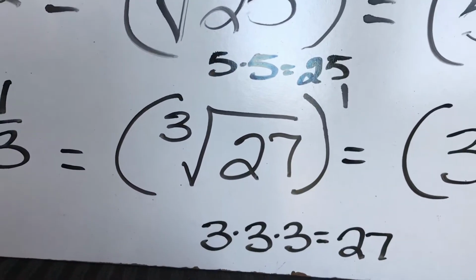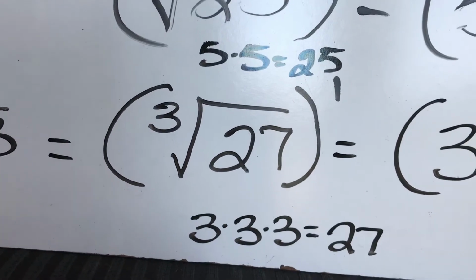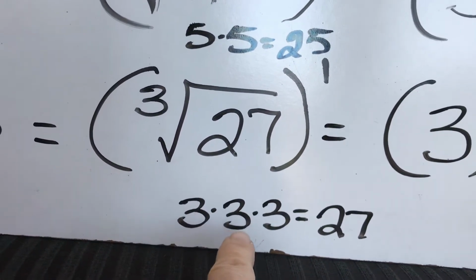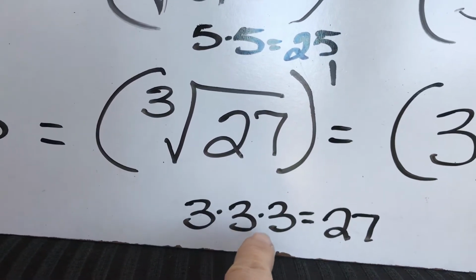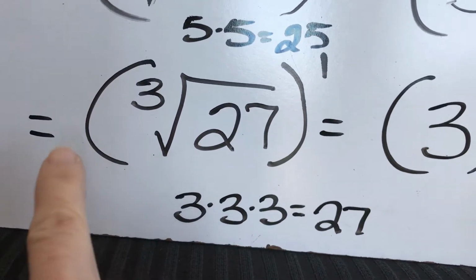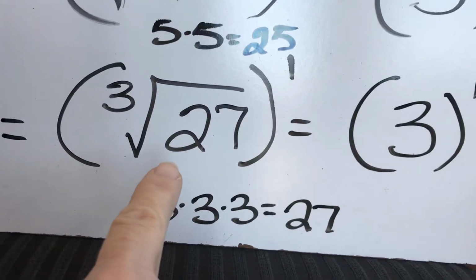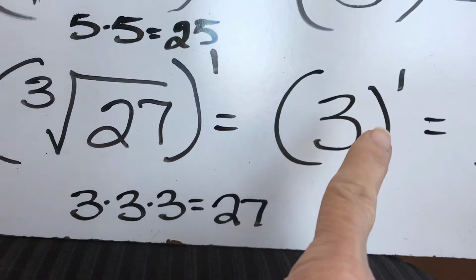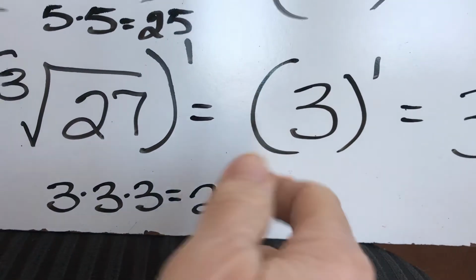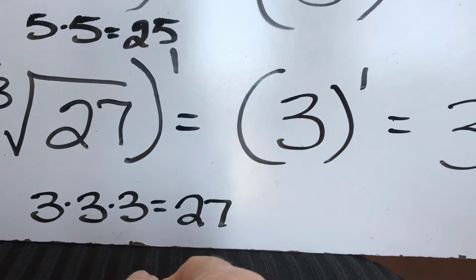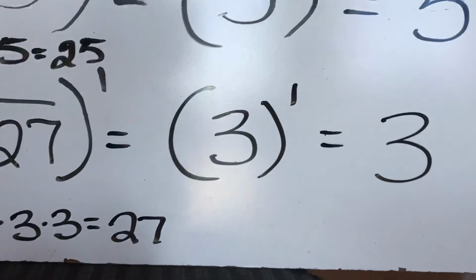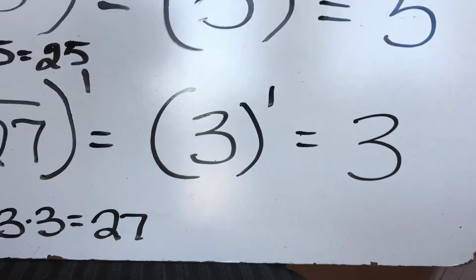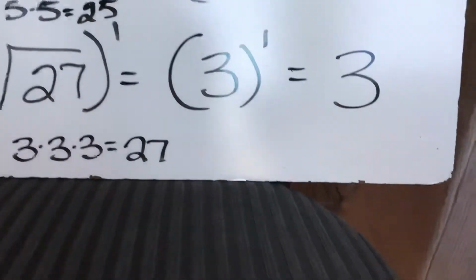So I have to think to myself, what number times itself 3 times equals 27? Well, it's 3, because 3 times 3 times 3 equals 27. So my third root of 27 is 3, and then I'm going to raise it again to the first power. So 3 to the first power, there's only one, that means just one 3 would equal 3. So I have some other examples that I'm going to do with you.